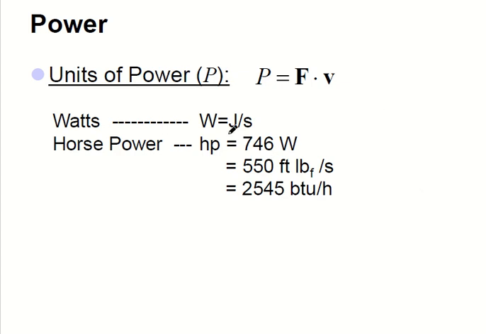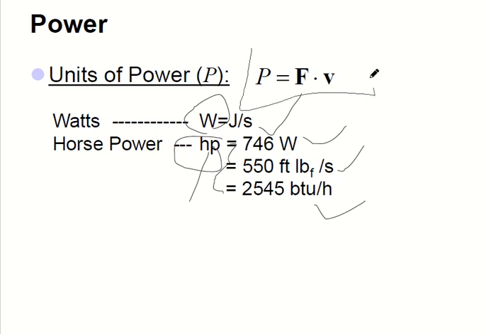Units of power we use joule per second, watt, horsepower, foot pound per second, BTU, British thermal unit per hour. So these are all your power units. Your watt is joule per second, and W. Horsepower is HP, and we have conversions from watt to foot pound per second, or BTU per hour. And here is your power formula: power is force times velocity.